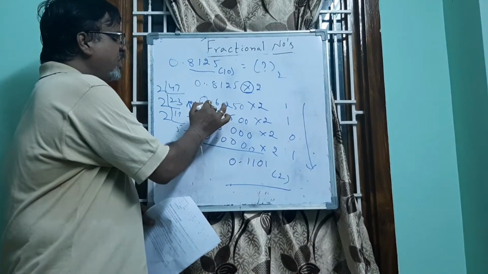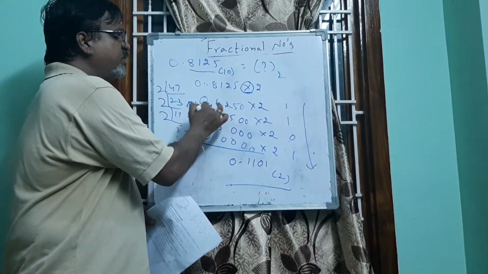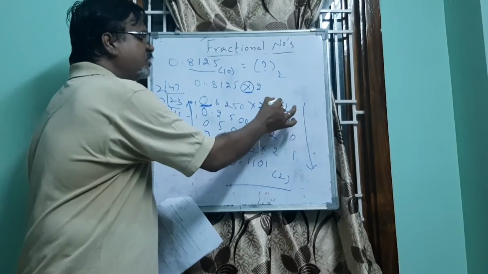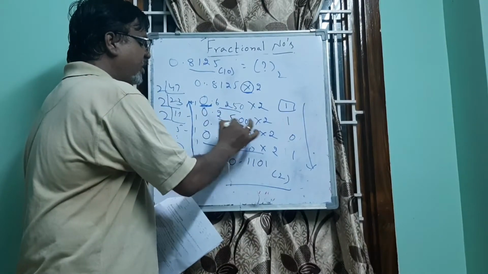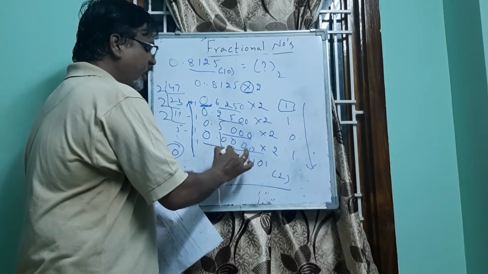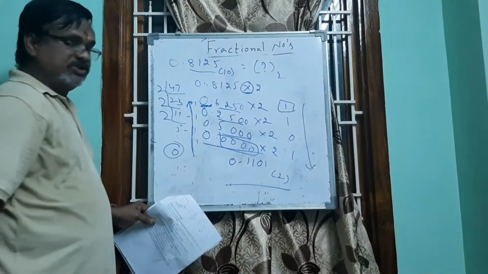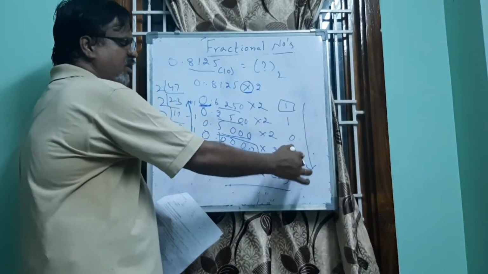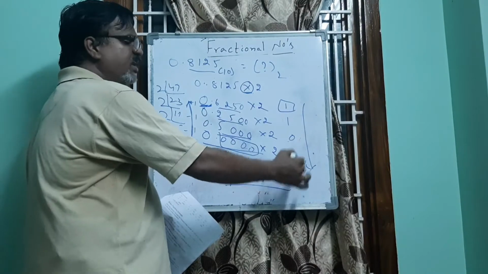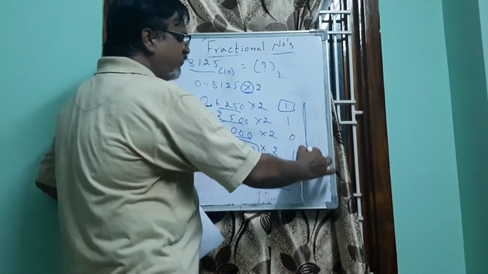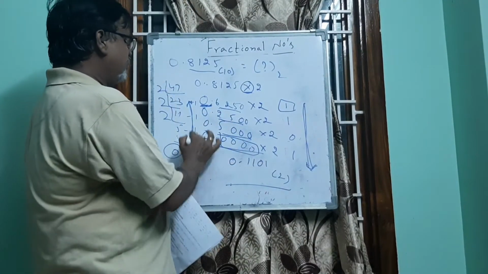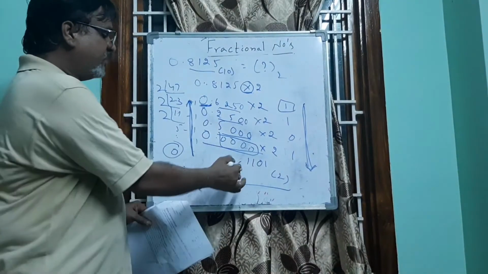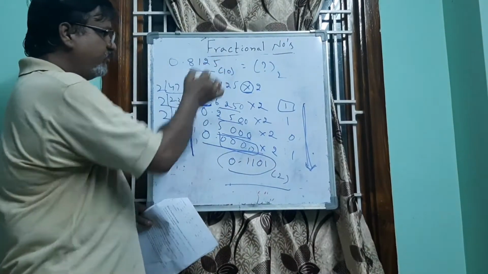and whatever integer part we get, we write the integer part here, and the remaining fractional part, keep on multiplying till you get the fractional value as zeros. And whatever values you get here, you write from top to bottom, not from bottom to top. So like this is your result for the decimal.